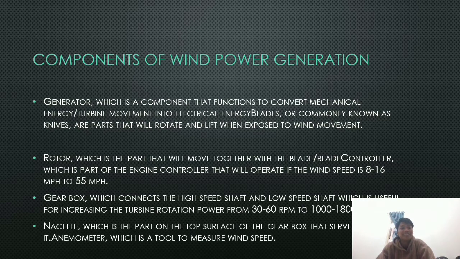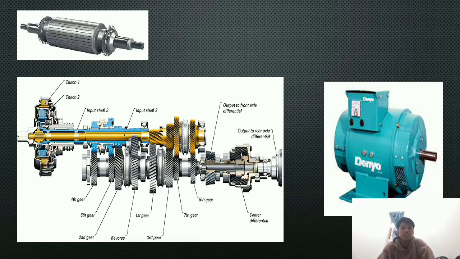Nacelle, which is the part on the top surface of the gearbox that serves to cover it. Anemometer, which measures the wind speed, and fixture, generator, and rotor.